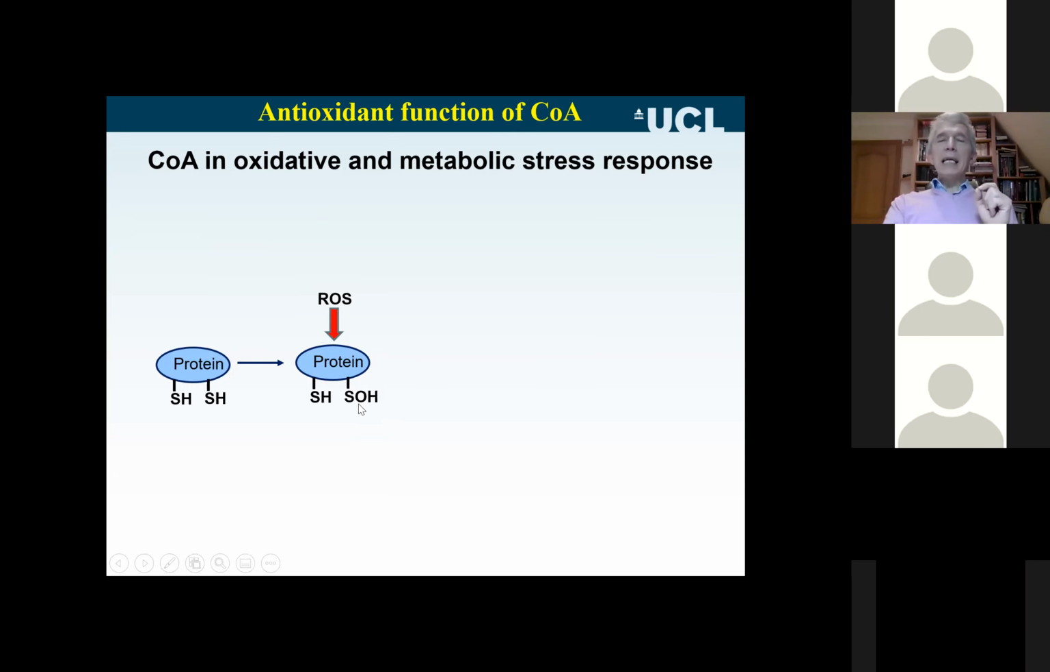Sulfenic acids are highly reactive and unstable. If not protected, they can be further over-oxidized to sulfinic, with two oxygens, and sulfonic, with three oxygens. The latter modification is irreversible and can lead to the inactivation and subsequent degradation of modified proteins.